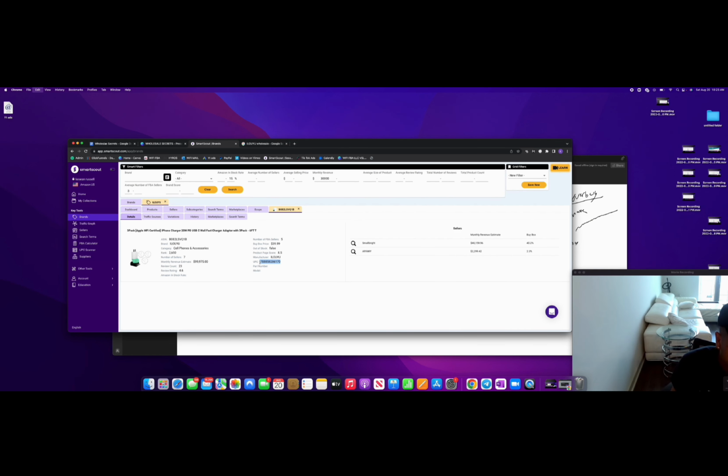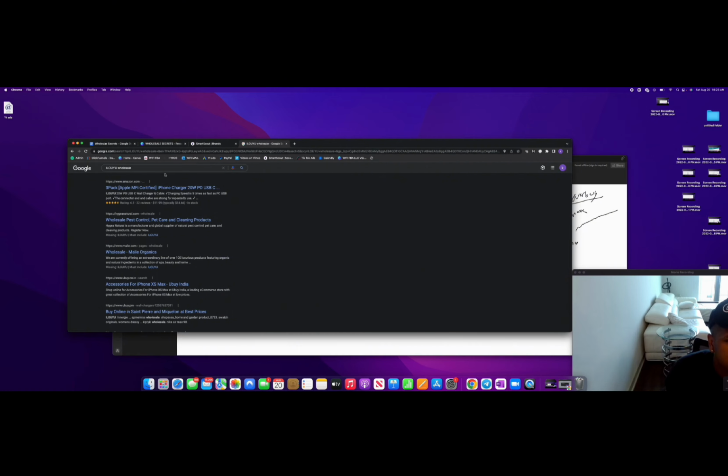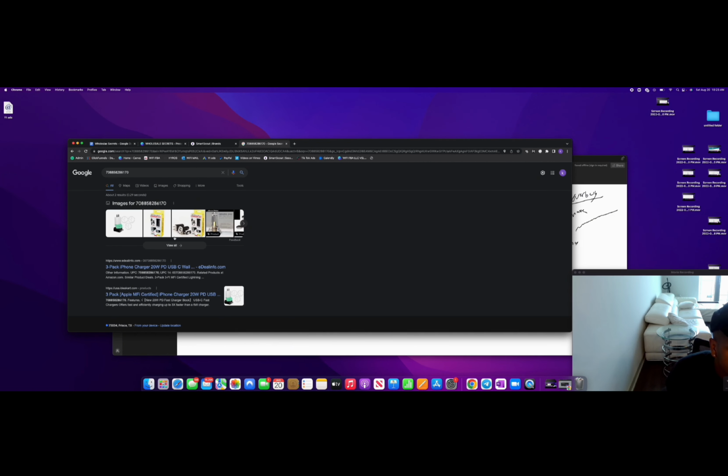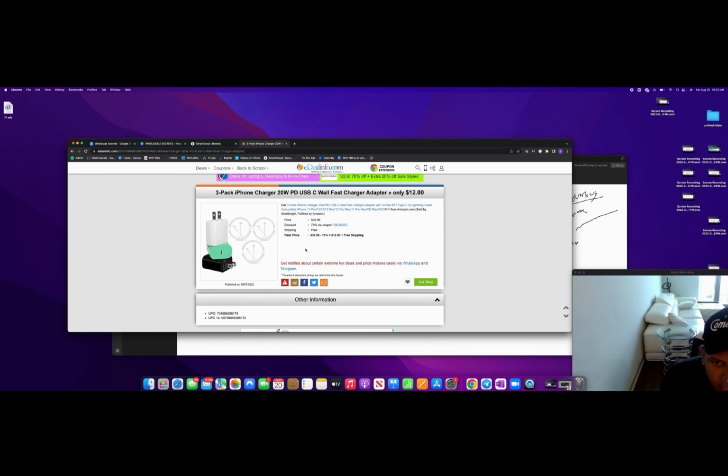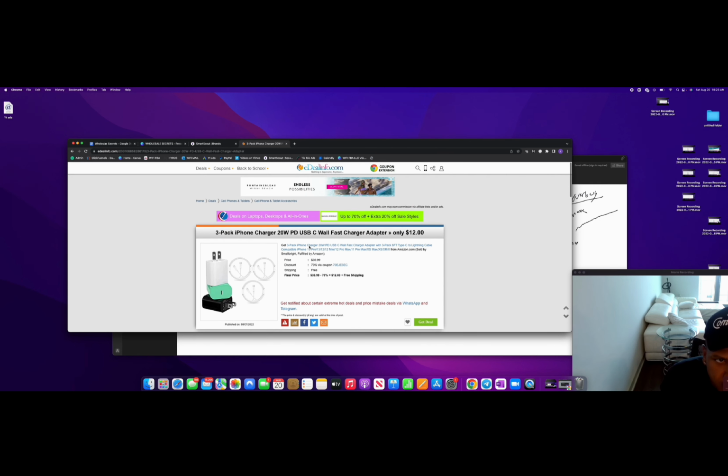Also, what you can do is search UPC right here. Boom. All right, so here is a deal. It's basically saying you would get it for $39, 70% off, so you'd be paying $12. Okay, this is a supplier right here. And so you'd be paying $12.